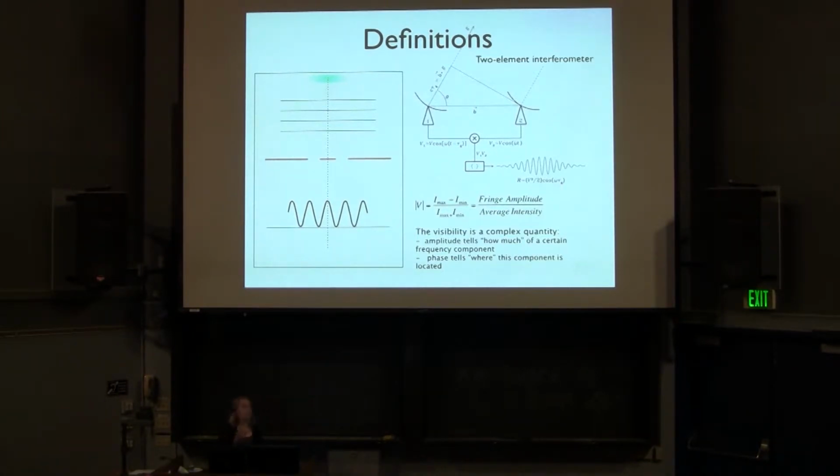This is what is actually happening when you have these two antennas. The signals that are reaching them have a different path length, and so when you add them together, you get this interference pattern. Between these two, you can construct what is known as a visibility. It's basically just an interference pattern, where some amplitude tells you how much of a certain frequency component, and then the phase tells you something about where that component is located.